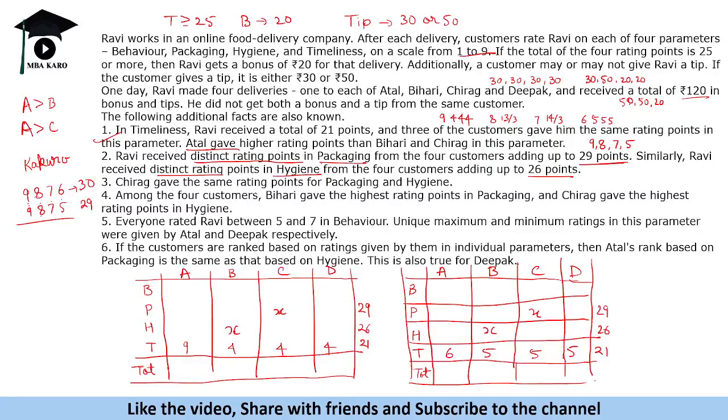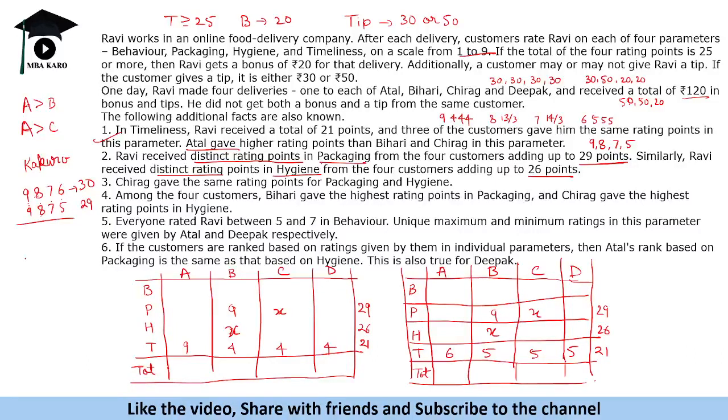Among the four customers, Bihari gave the highest rating points in packaging. In packaging we know the highest is 9, and packaging is 9875. So Bihari gave 9. And Chirag gave the highest rating points in hygiene. So that means we need to find the value of x. x cannot be 9, right? We said that 9 is given by Bihari. So x cannot be 9.